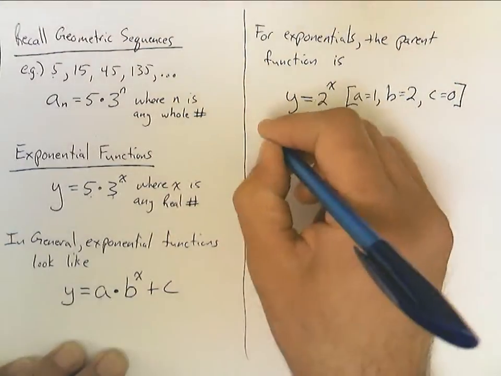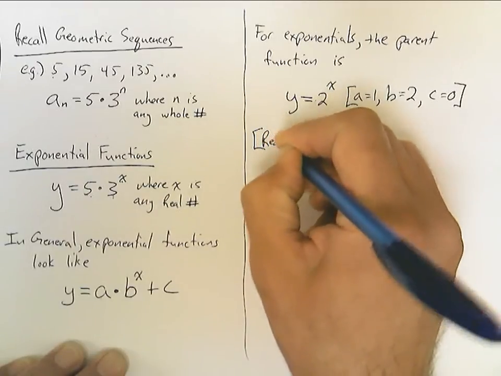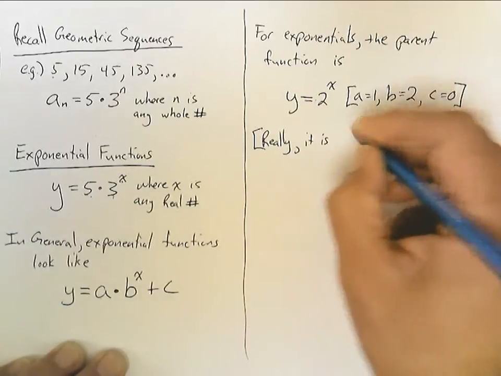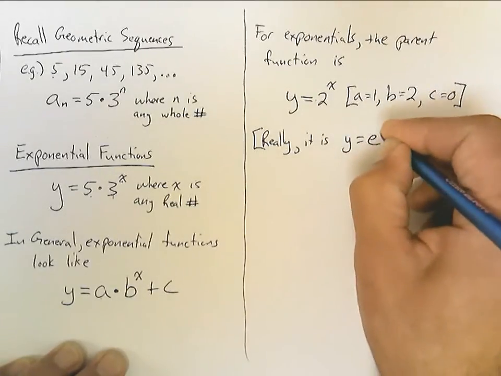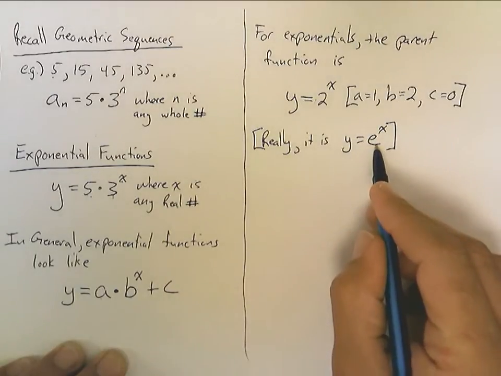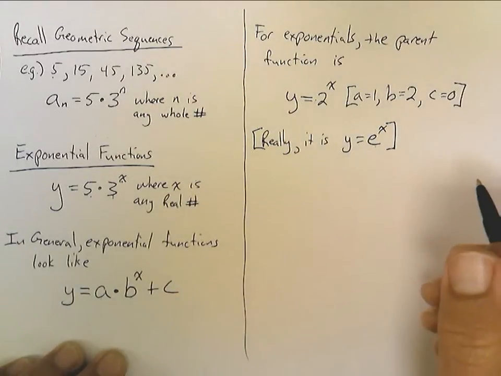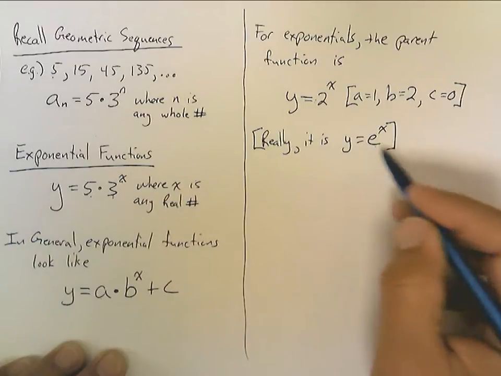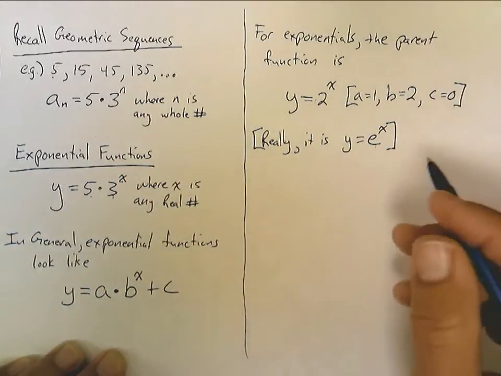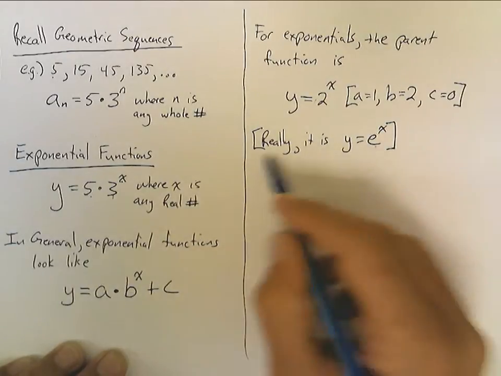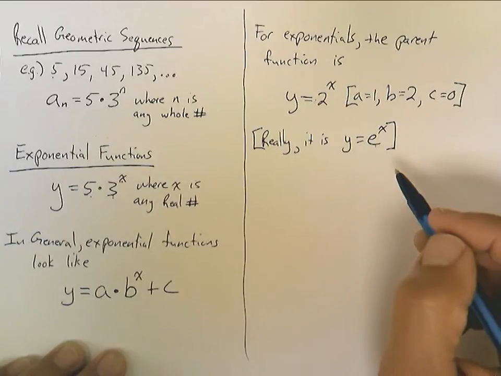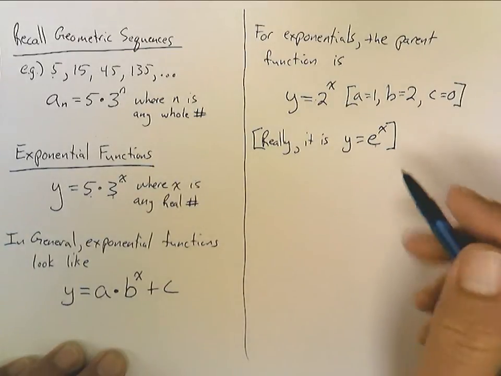But really, just as a little aside, so I don't completely lie to you, the parent function is y equals e to the power of x, where e is Euler's number. It's got a really nice definition, and it's a really fantastic number. It's transcendental, like pi. It's about 2.7 something, but you'll see more of this as we go along. You'll definitely look at this a lot more in Algebra 2.